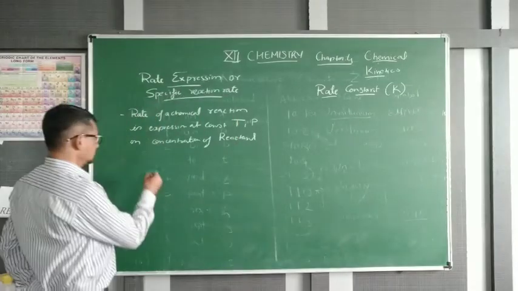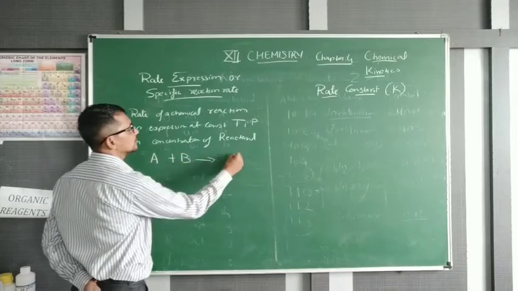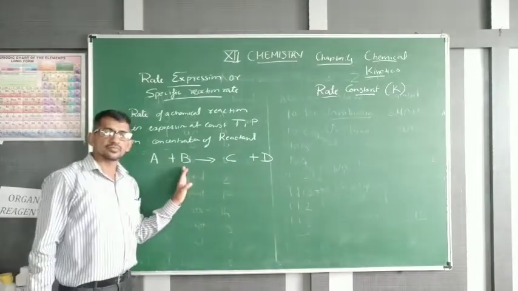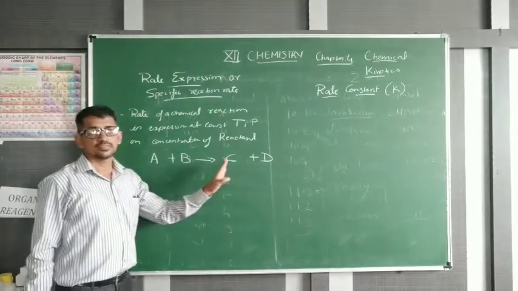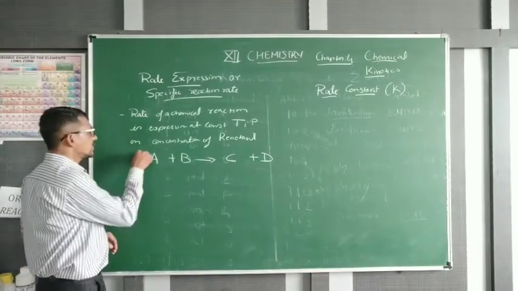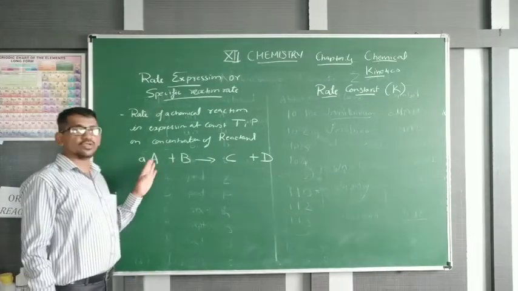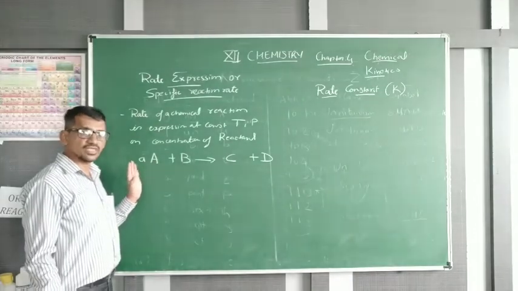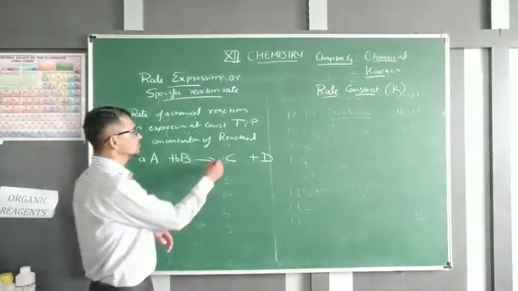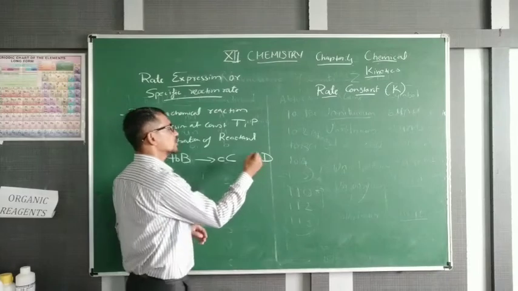We take one equation, that is a A plus b B is converted to c C plus d D. Here A and B are the reactants and C and D are the products. Suppose I am writing the stoichiometric coefficient a, it means a moles of A. After balancing the reaction, a moles of A react with b moles of B to give c moles of product C and d moles of product D.